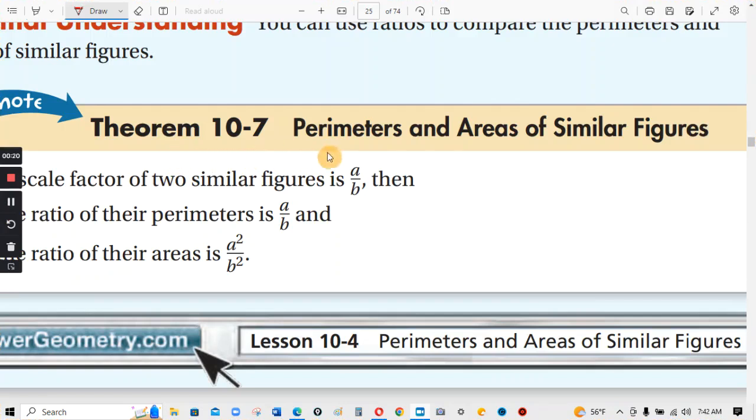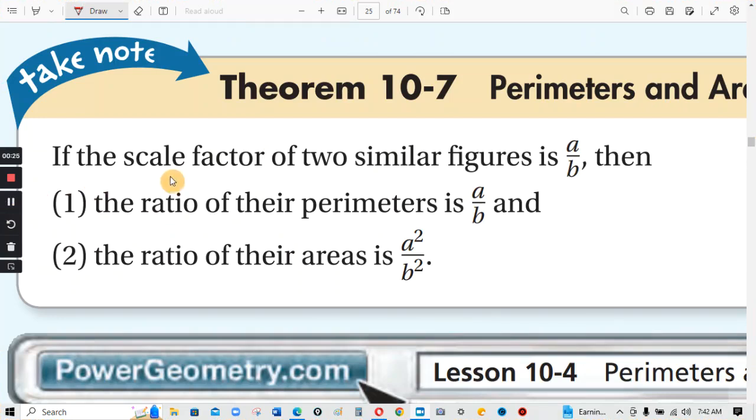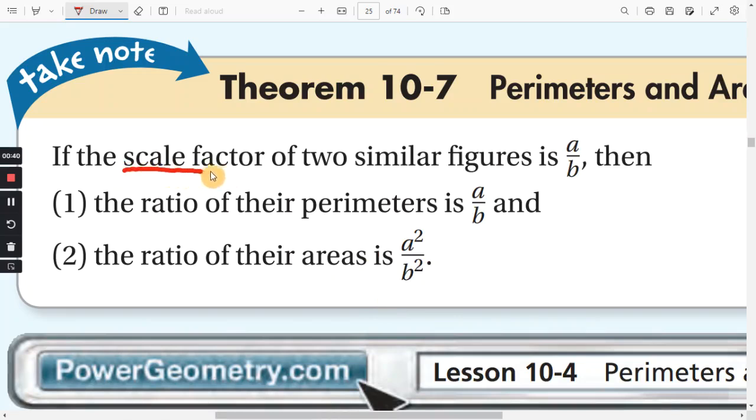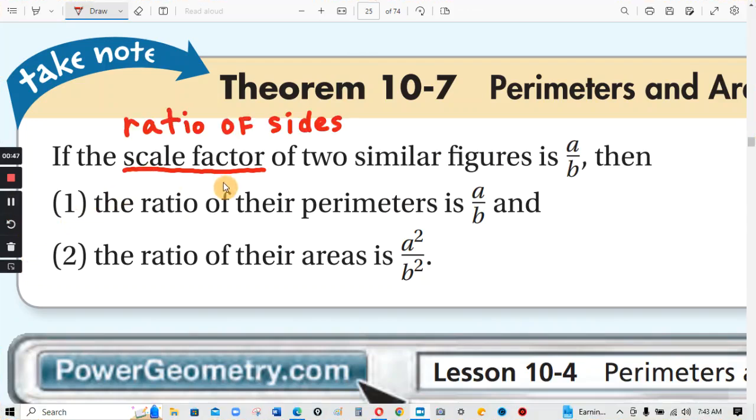Okay, Theorem 10.7, Perimeters and Areas of Similar Figures. It says if the scale factor of two similar figures is A over B, then the ratio of their perimeters is A over B, and the ratio of their areas is A squared over B squared. Okay, so scale factor is the same as the ratio of the sides. So when we say scale factor, we mean ratio of sides, and that's the same as corresponding sides.